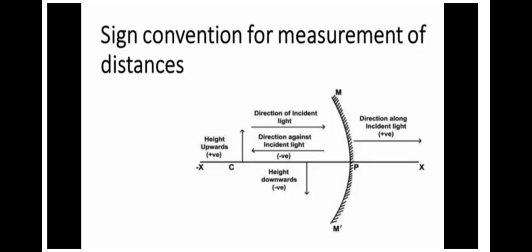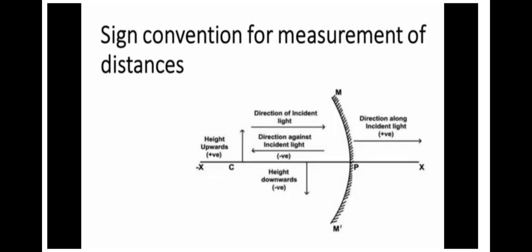First one, the object is always placed on the left side of the mirror. Next, all distances are measured from the pole of the mirror. Next, distances measured in the direction of the incident light are taken as positive, and those measured in the opposite side are taken as negative. All the distances measured perpendicular and above the principal axis are considered to be positive, and all the distances measured perpendicular and below the principal axis are considered to be negative.